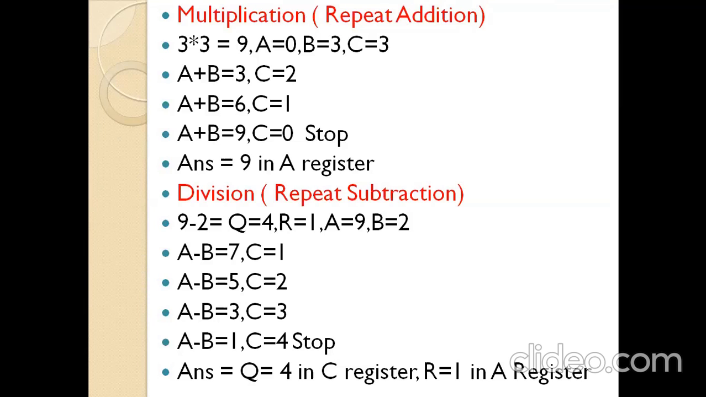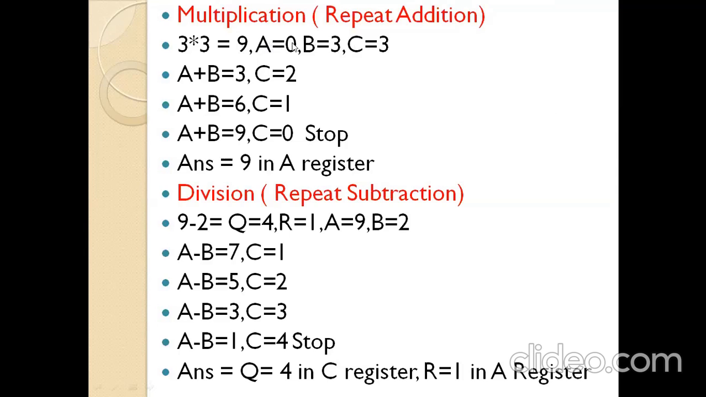First example, we will take multiplication. I am going to multiply two numbers. One value is 3, another value is 3. If you multiply 3 into 3, the result is 9. So what we have to do is initialize the A value to 0. The first input I am going to store in the B register. The second input I am going to store in the C register.